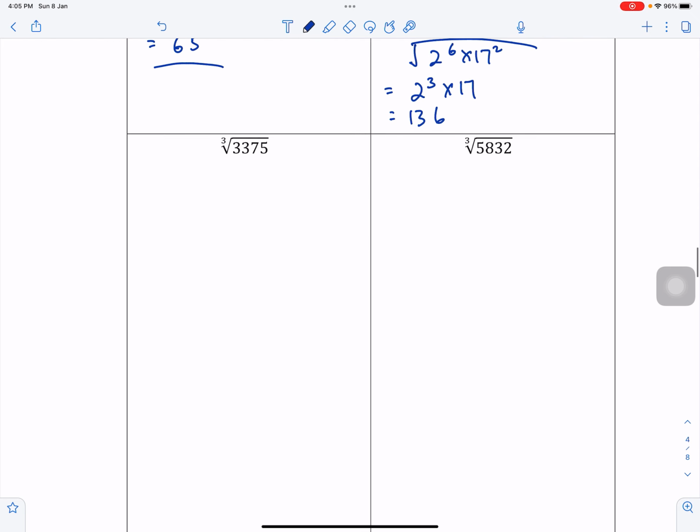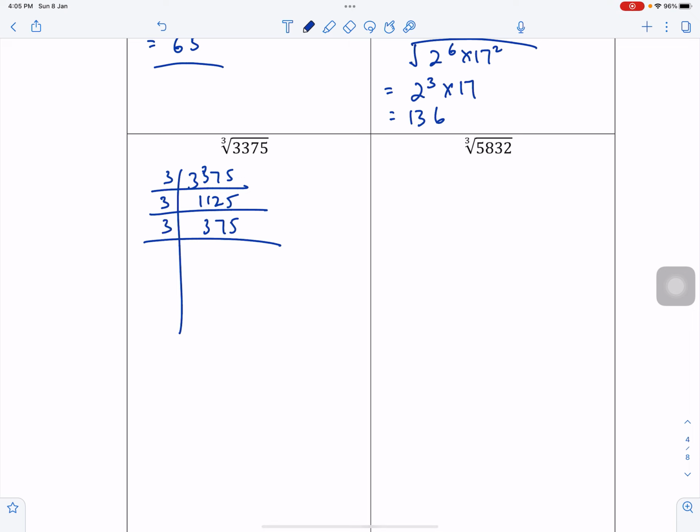Now this is called cube root. The meaning of cube root means that you take the power and then you divide it by 3. So without further ado, let's try 3375. You divide by 3 first. Okay, hang on. 1125 divided by 3. 375 divided by 3. 125 divided by 5. 25 divided by 5. 5 divided by 5 and 1.